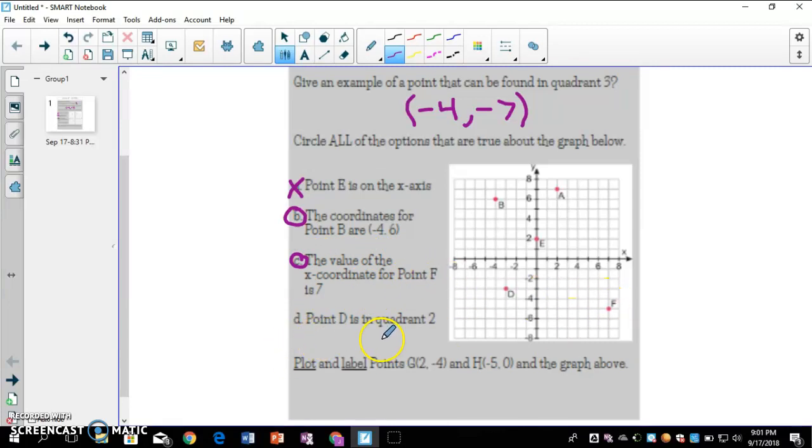Then it says point D is in quadrant 2. Well, I know quadrant 2 is here, and if I look, I do not see D. D is down here in quadrant 3, so nope, that's false. I'm either going to X it out, or you can just leave it blank, whatever you prefer.